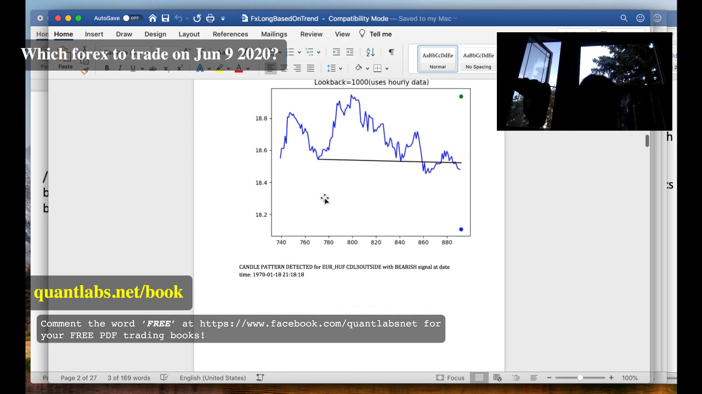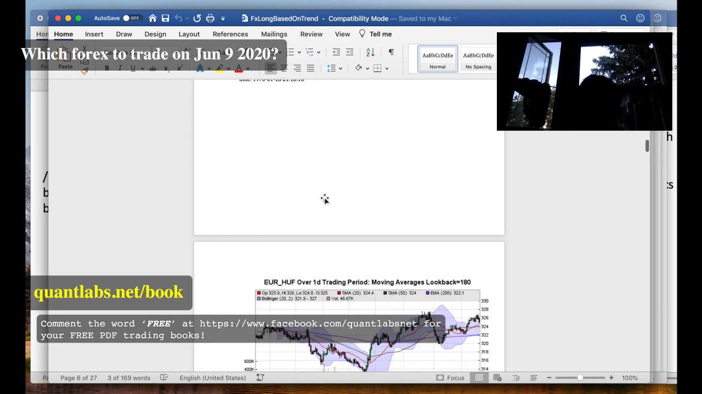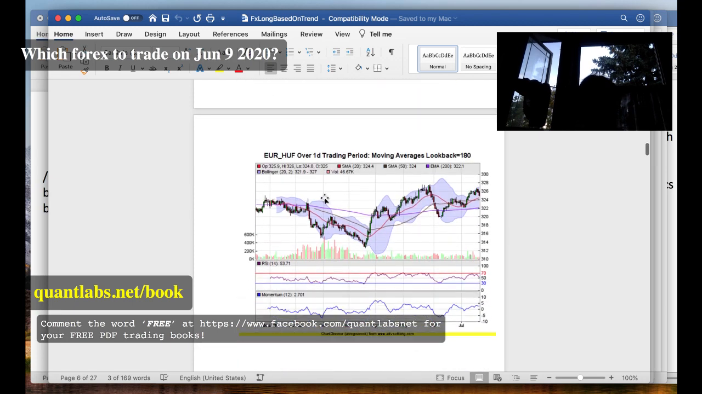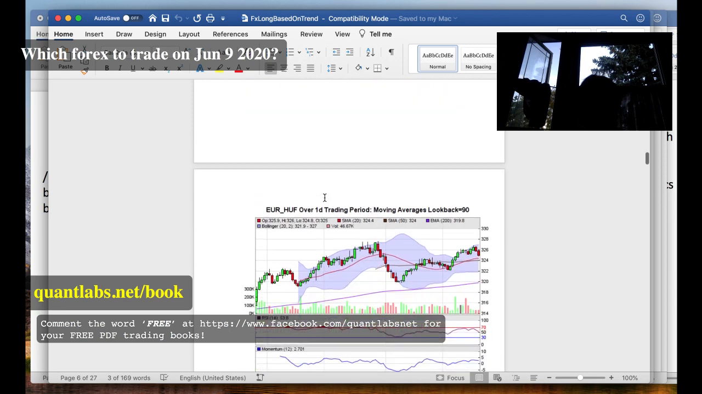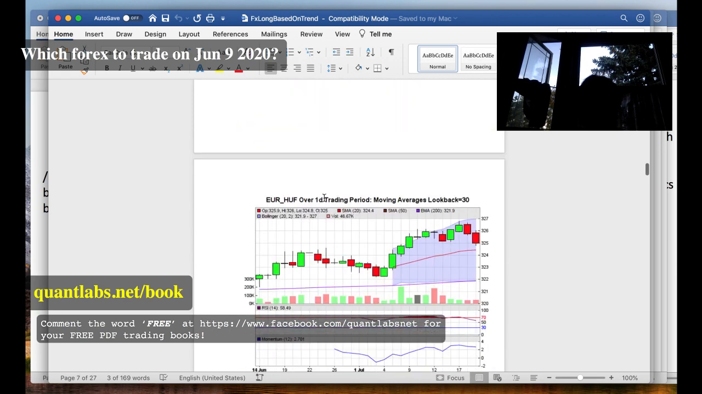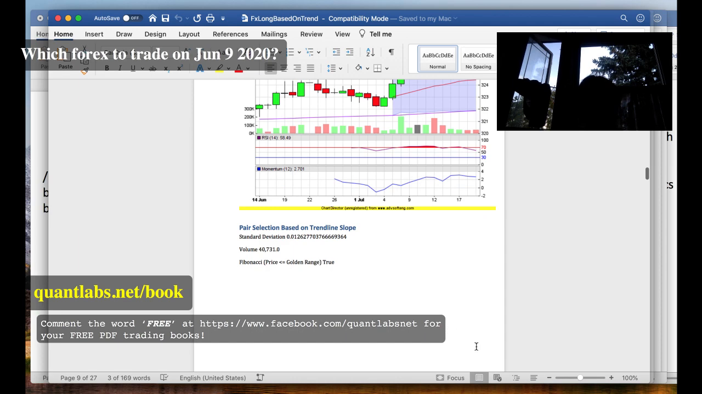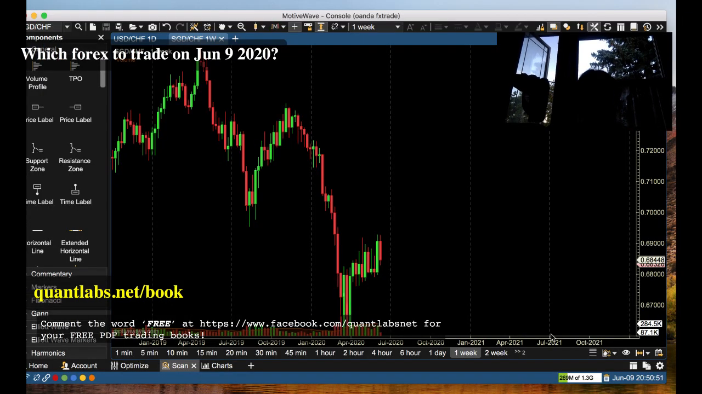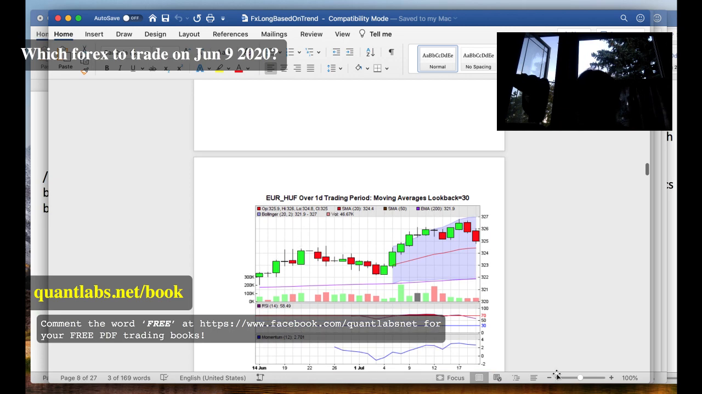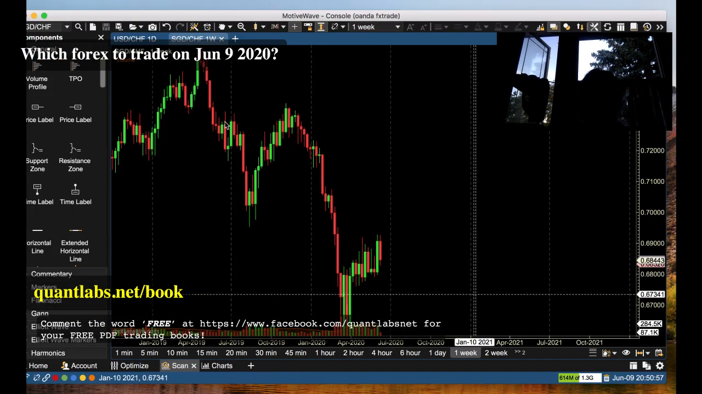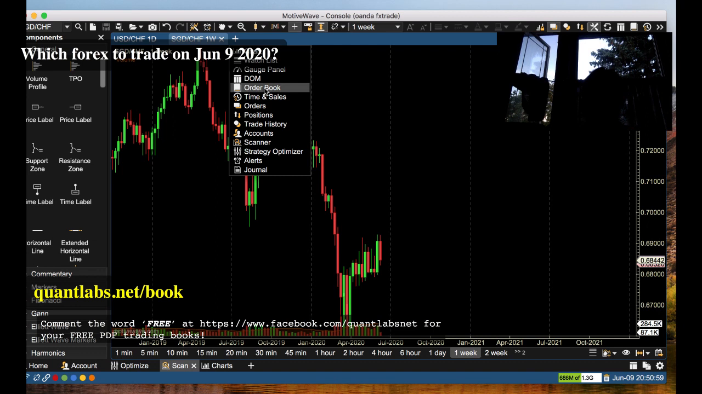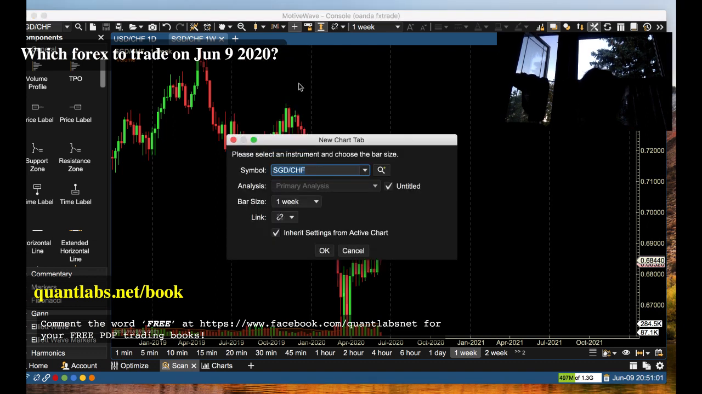Look back. Oh, we have a bearish signal. It's pretty flat. Looking pretty flat for a long, I don't know. Let me just see that in MotiveWave. So this pair was Euro Hungarian. Okay, let's check that out. Euro against HUF.